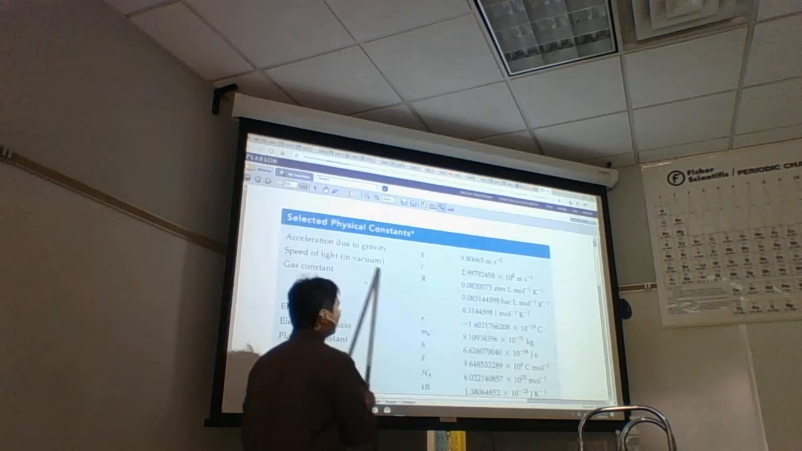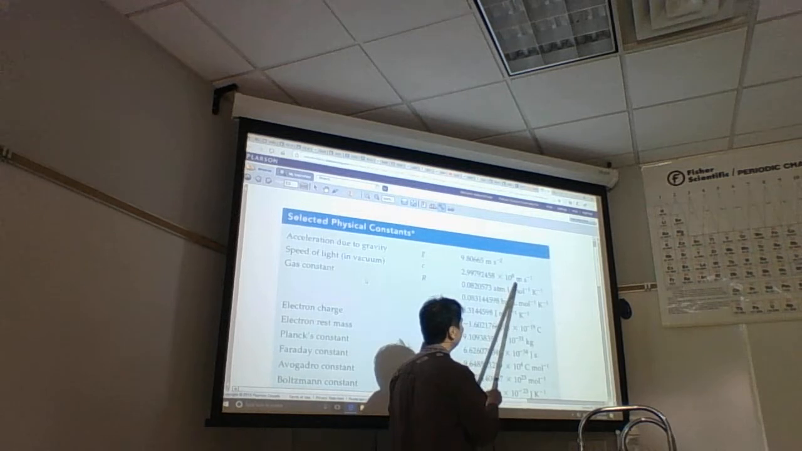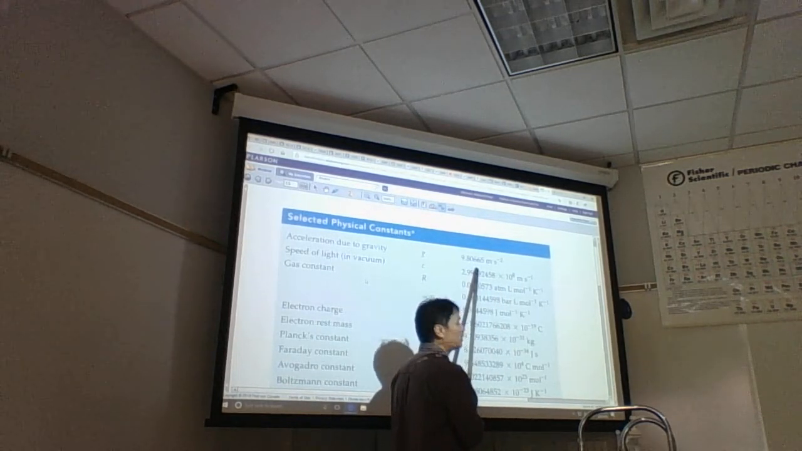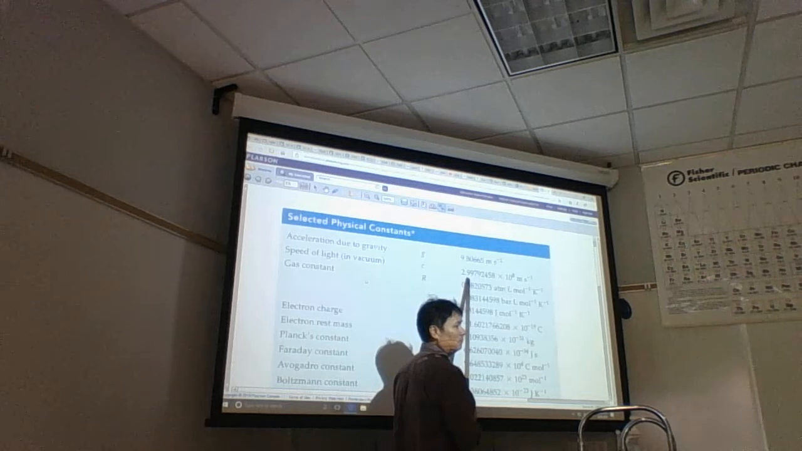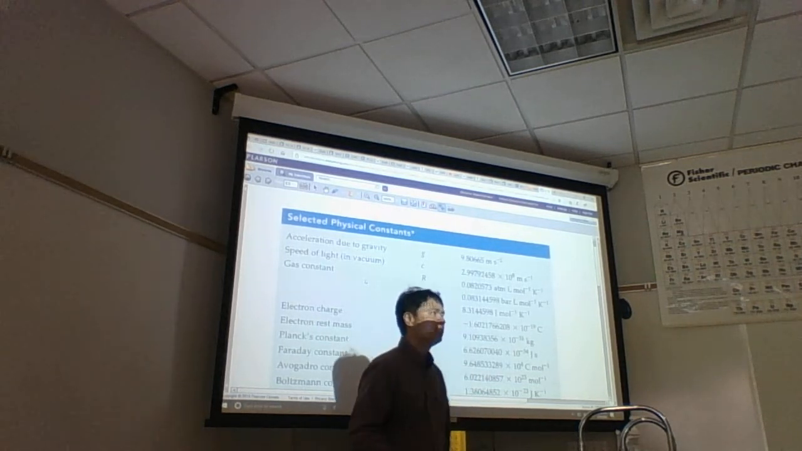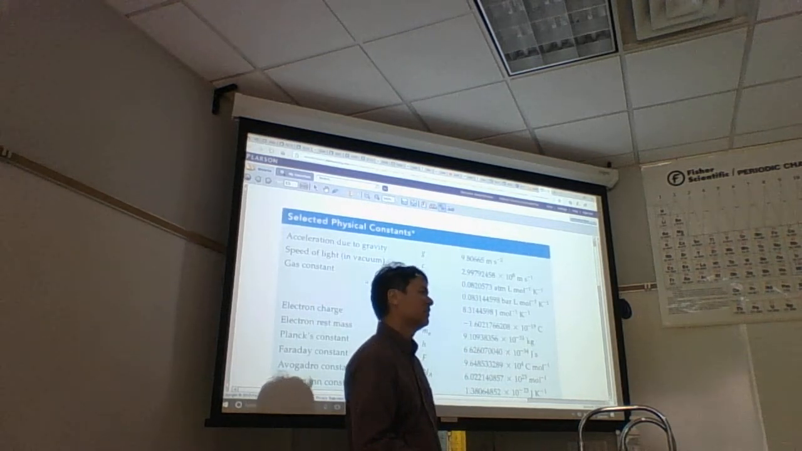Speed of light in a vacuum is 2.9979248 times 10 to the 8 meters per second. Exact number or approximate? It's approximate, but this is a lot of sig figs. How many sig figs is that? 9. In physics, when I memorize this number, you know what I memorize? 3 times 10 to the 8. I memorized it to 1 sig fig.